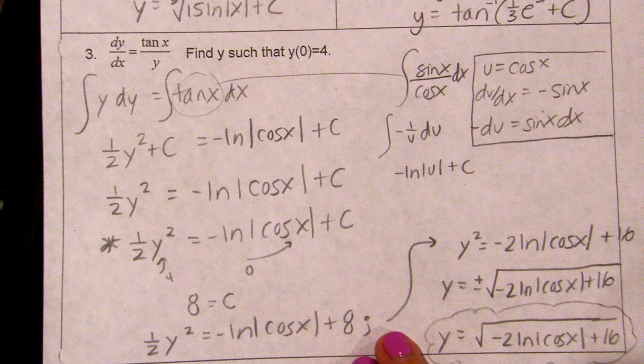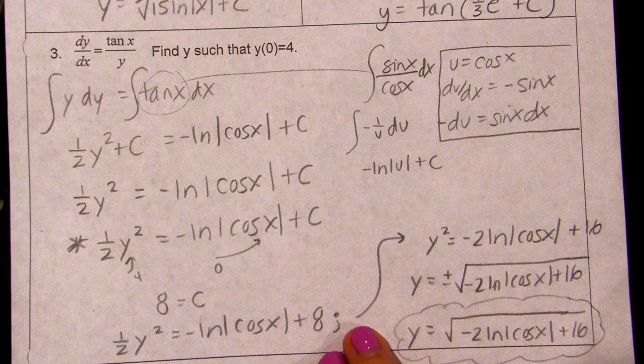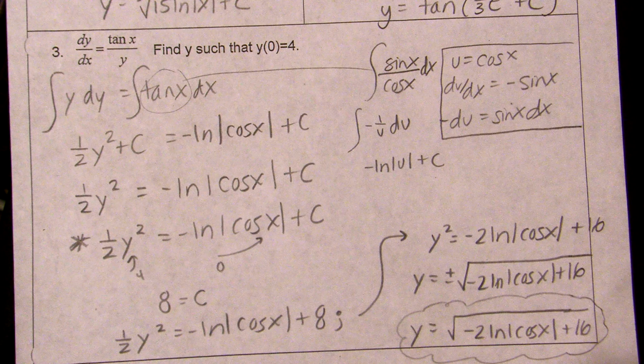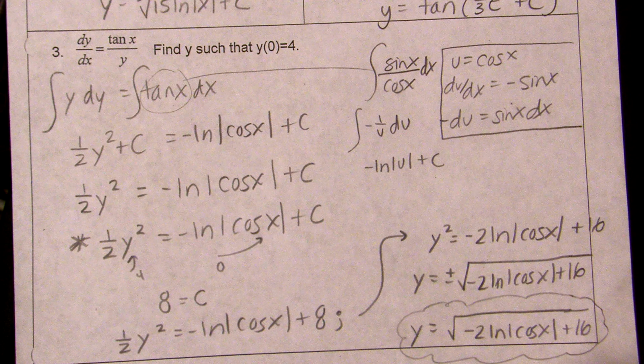So I would multiply both sides by 2. I would root it plus or minus. And then for these problems, if you were given a point, you needed to check to see if it should be the plus or the minus.